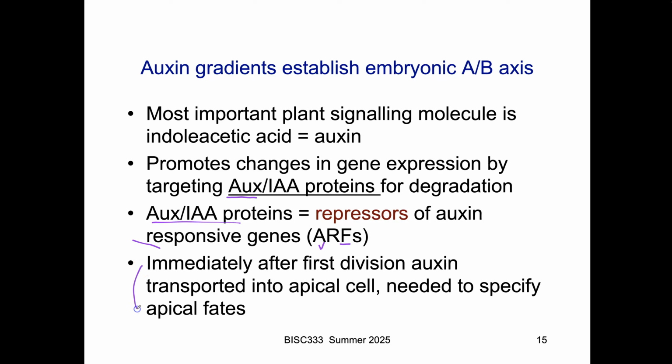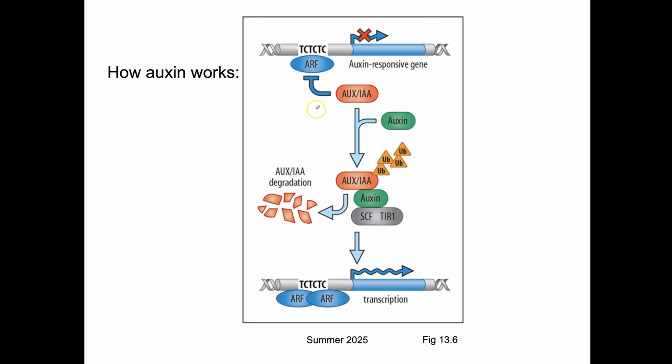Right after the first division, we've got these two cells, and what happens is auxin is transported up into the apical cell, and as further divisions occur, auxin stays up in the apical region and can be produced in the lower cells, but it gets transported up into the apical cell. And it's needed to specify apical fate. So if you mess with any of the auxin signaling, you mess up the apical basal fate. Okay, so how auxin works.